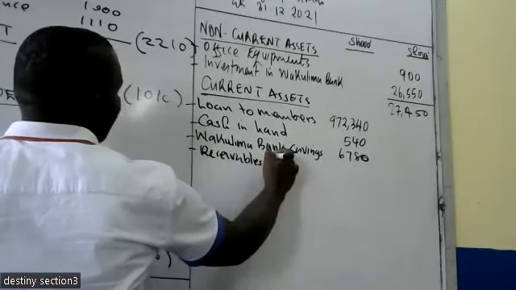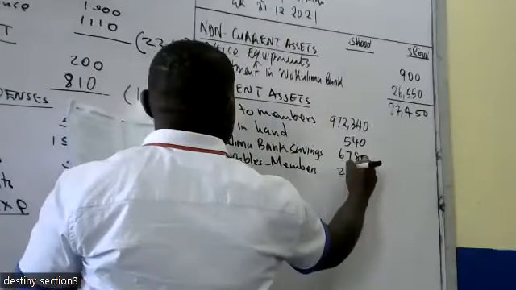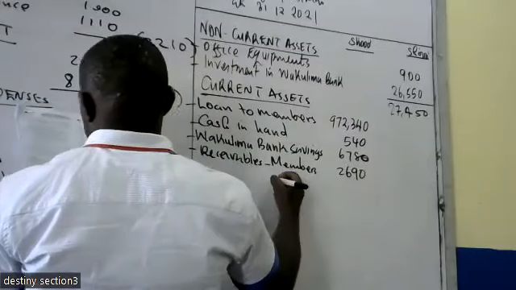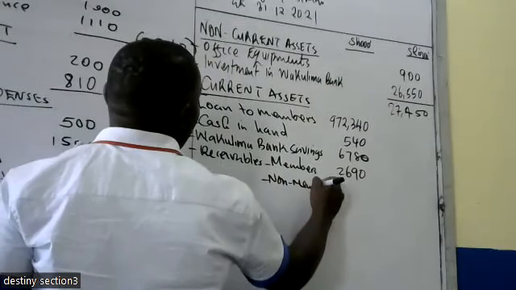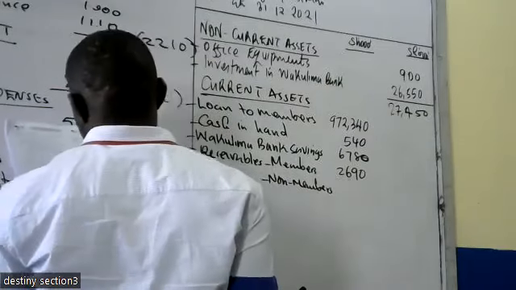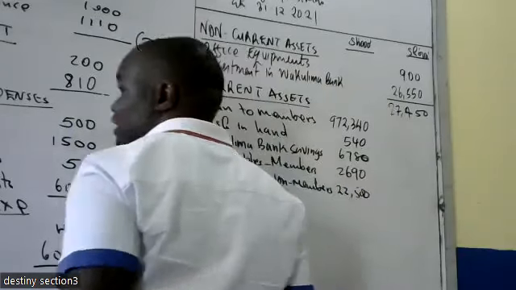Receivables, members, 2690, non-members, 22,500.